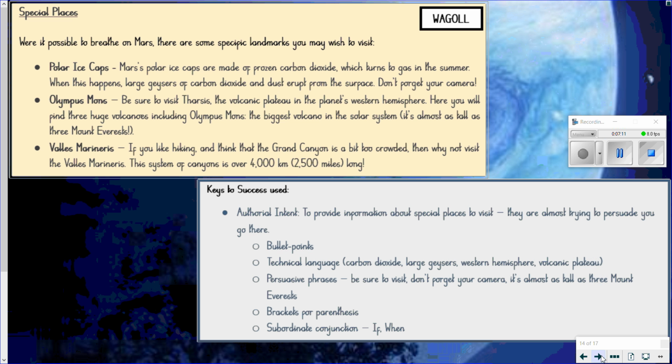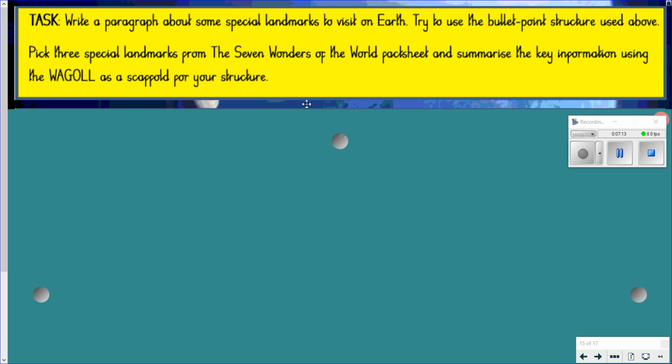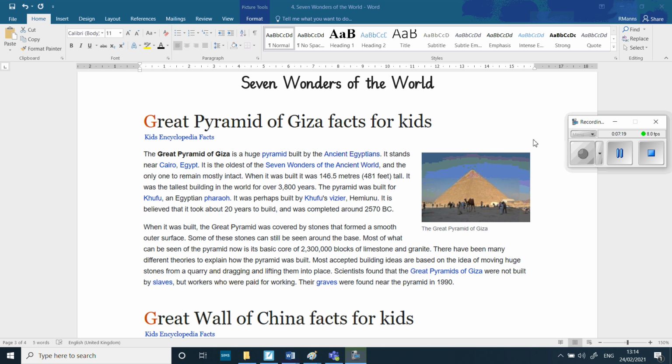So I'm just going to show you the document that you can use to learn all about the 7 Wonders of the World. On Teams, I've put a document in there called 7 Wonders of the World. It's from the internet, which I found from the Kids Encyclopedia. It's brief snippets of information about each of the 7 wonders. Now you'll recognise the Great Pyramid of Giza, I'm sure, from when you've done Egyptian time. That is one of the 7 wonders.